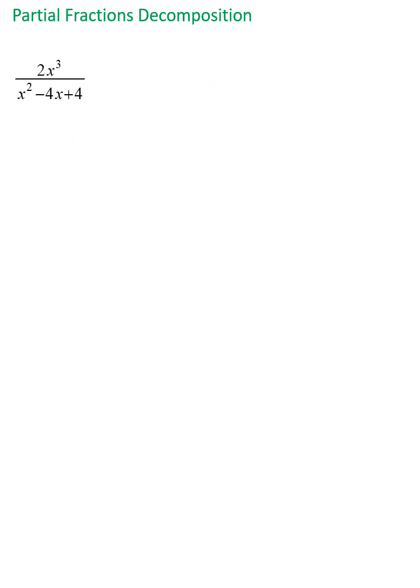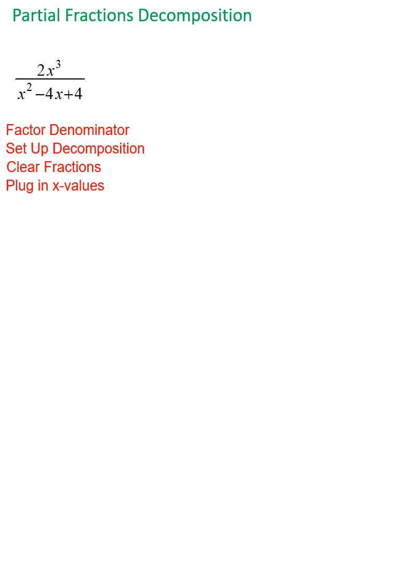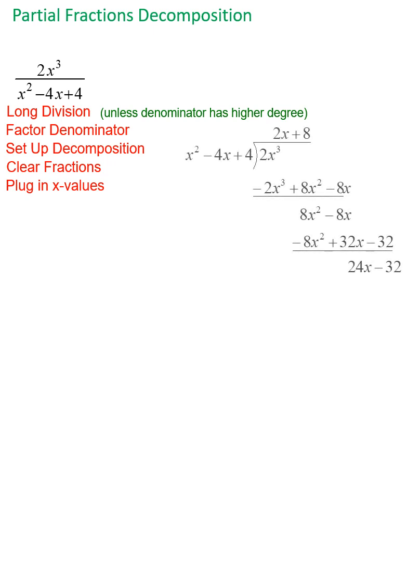So let's look at another example. Here are the 4 steps that we used on the last problem. But there's actually a step before that. It's the long division step. Why didn't we use it on the previous problem? Well, because you don't need long division whenever your denominator has a higher degree, which it did on the previous problem. But notice here the degree of the numerator, third degree, is higher than or equal to the degree of the denominator. So what you have to do here is long division before you can start this process.